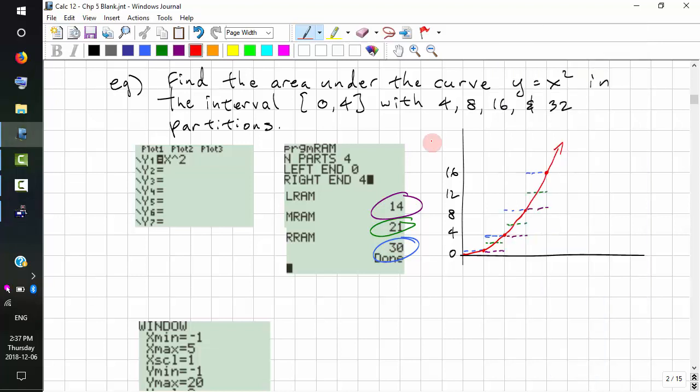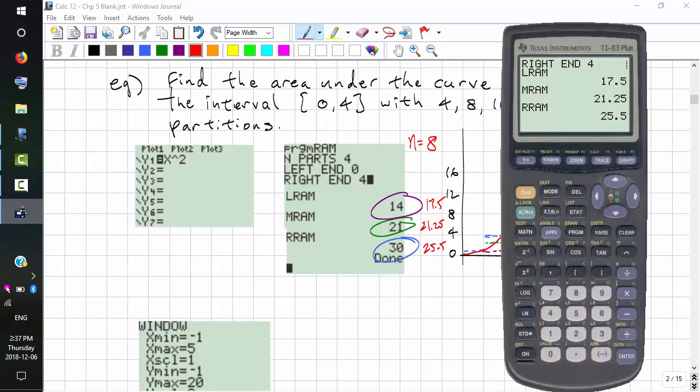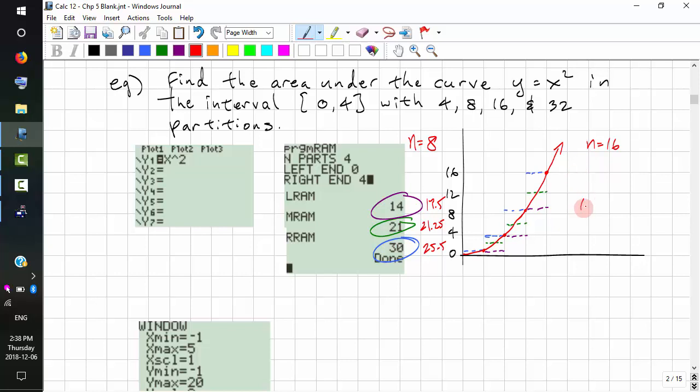Okay, so we have n equals 8: 17.5, 21.25, 25.5. Now we're going to run with n equals 16, and still 0 and 4: 19.375, 21.3125, 23.375. And n with 32.